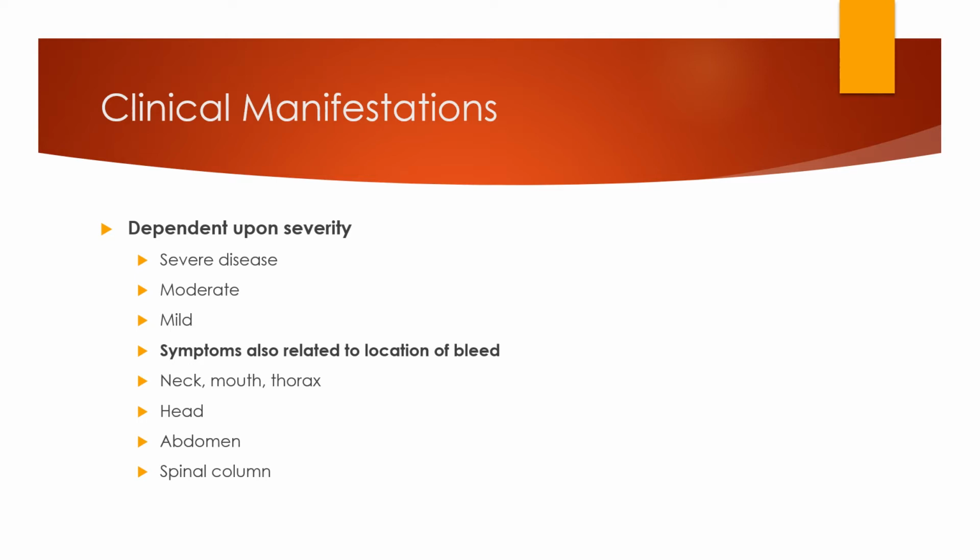So when we're looking at clinical manifestations, what is going on with the patient is going to be dependent upon the severity of how the patient is affected. If you have a patient who has a severe disease, so that is less than 1% of factor activity in their body, these patients are going to get spontaneous bleeds. These are patients who can be sitting on a couch, no one around them, not doing anything, and they can start to have a bleed.